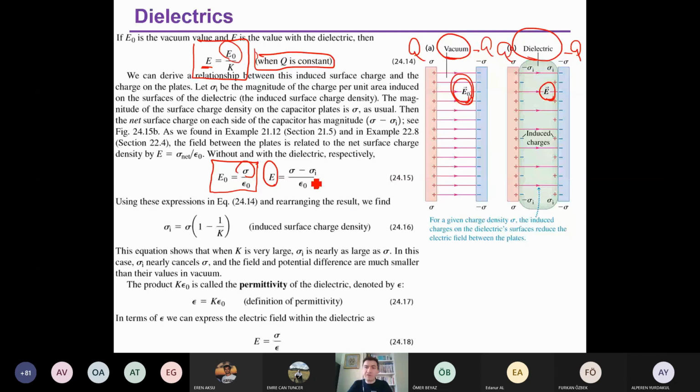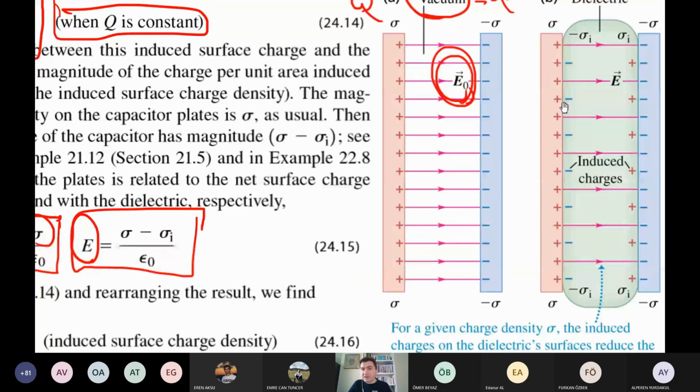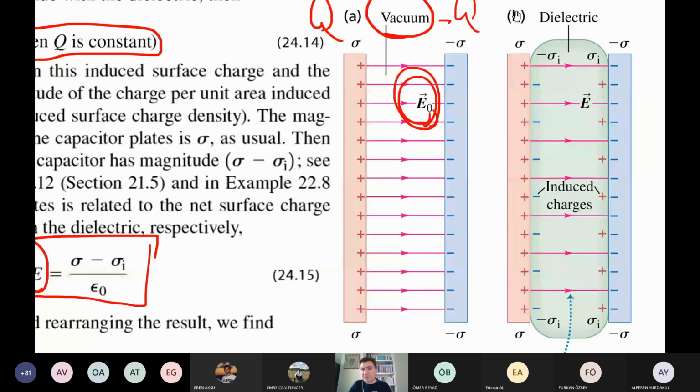Why? Look at the picture here on the right side. Let me magnify the picture. Look at picture B. We have metal conducting plates and we have a dielectric material. And here on the left side in picture B, we have sigma, the surface charge density. And here we have, look at the picture, negative sigma I. This is the induced surface charge density, okay, induced within the dielectric material.